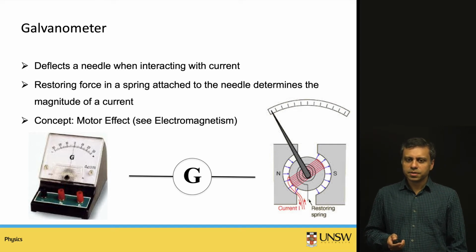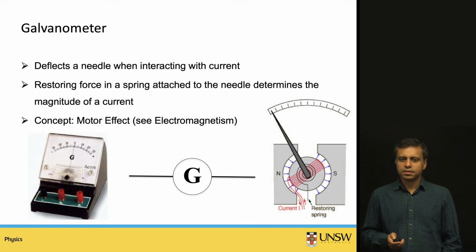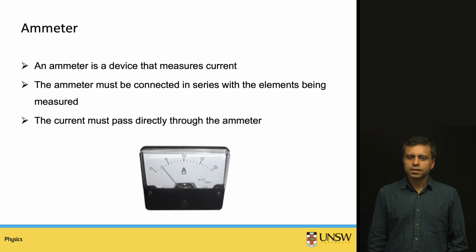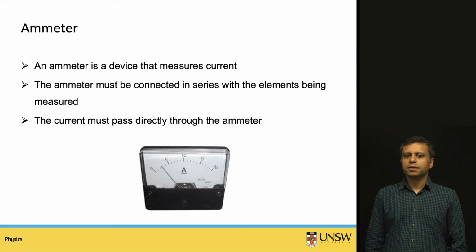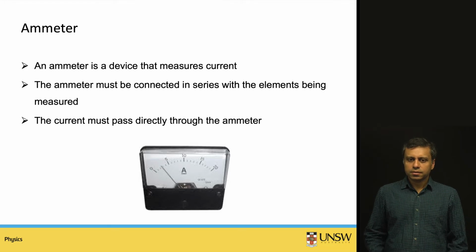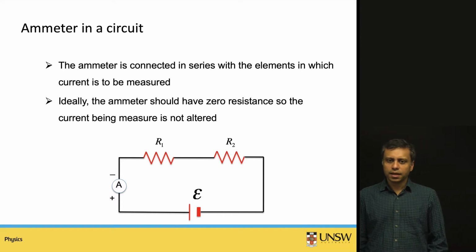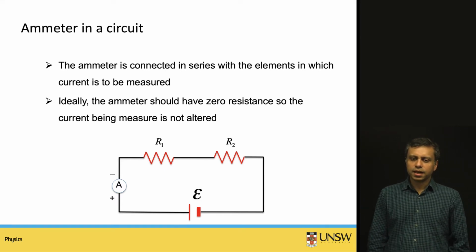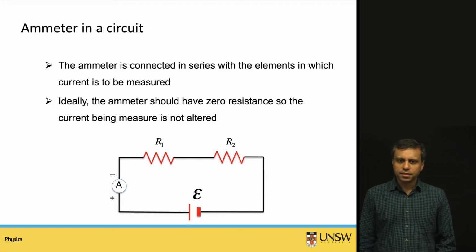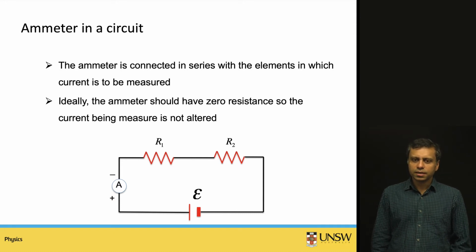The symbol that is used to represent this device is a big G with two connecting wires, as shown here in this slide. Now let us look at another apparatus, an ammeter. An ammeter is a device that measures the current, and it must be connected in series with the elements that are being measured. The current must pass directly through the ammeter. Here you see a circuit with an ammeter connected in series that can measure the current flowing through the circuit.